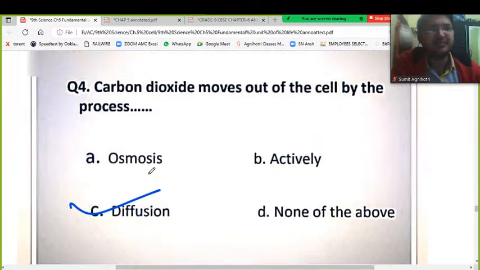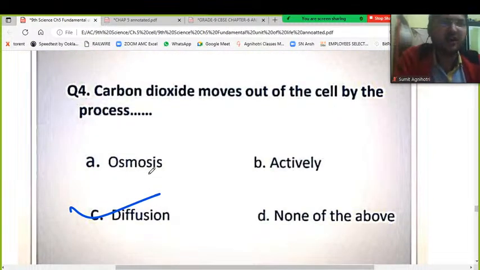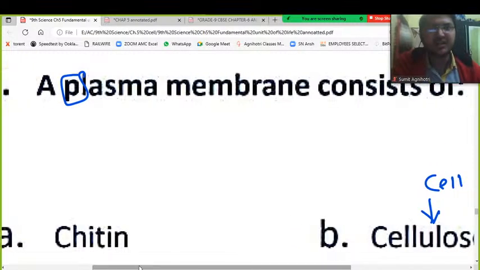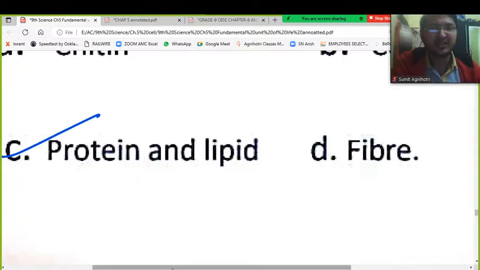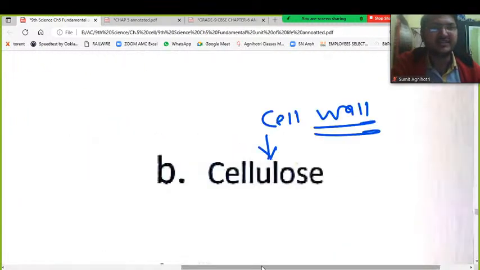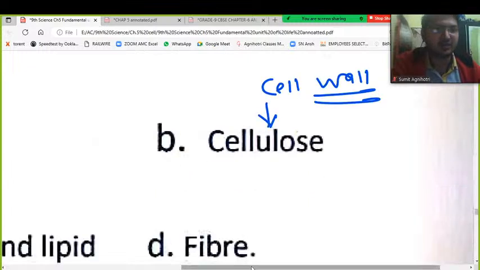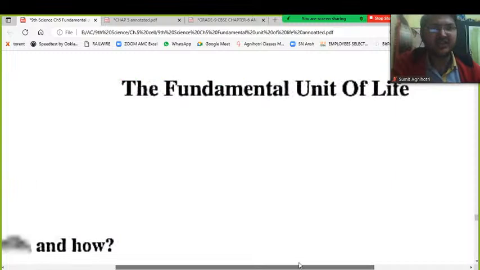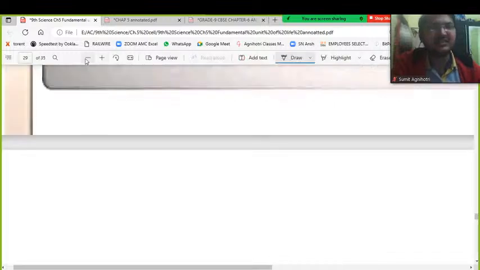Then we have, carbon dioxide moves out of the cell by the process. Obviously, gas has a process of diffusion. Then we have, a plasma membrane consists of. What do they consist of? Chitin or cellulose or protein and lipids or fibers. The answer is, cell wall is made up of cellulose, cell membrane is made up of protein and lipids. That means protein and lipids is your answer. Then the fundamental unit of life. You know the fundamental unit of life is obviously cell.